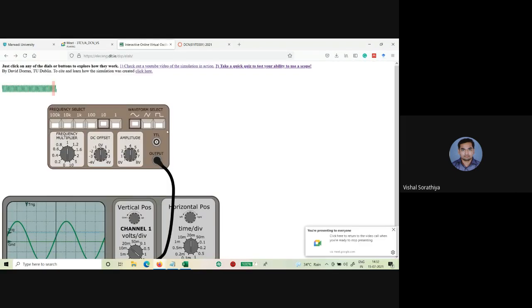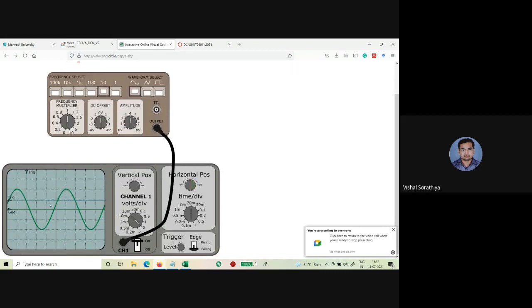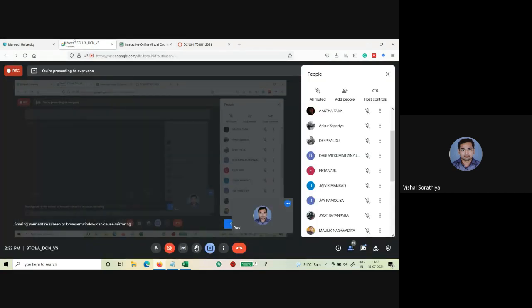Jai Ramolia. Can you tell me what is the functionality of this vertical position block? What will it do?